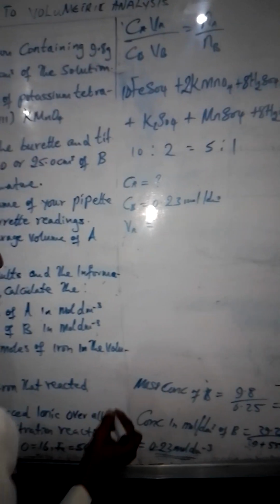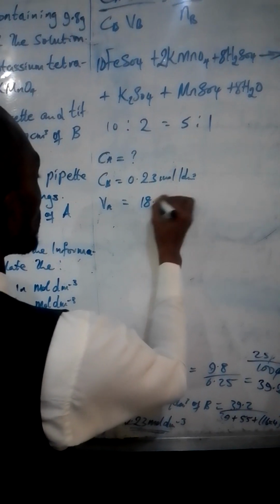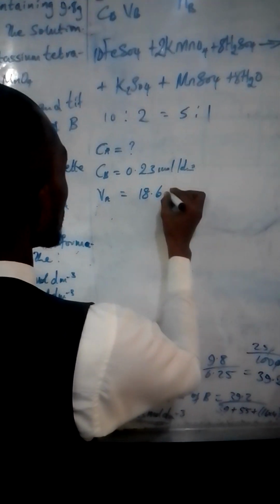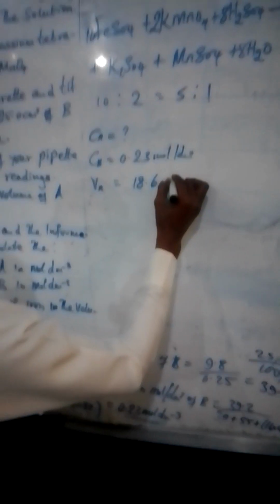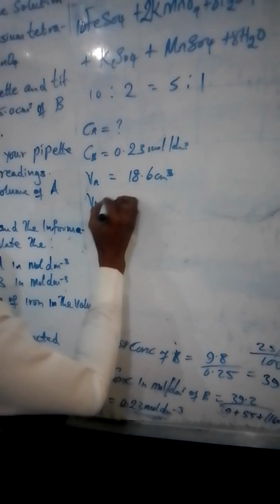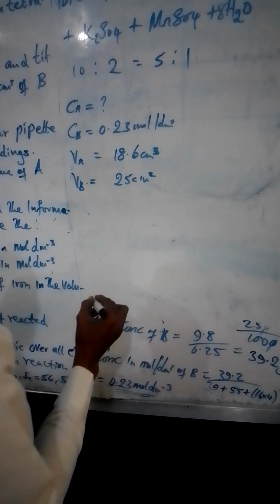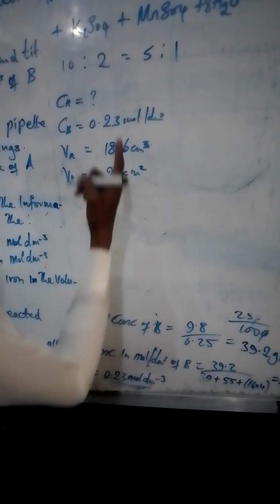Va is equal to the average titre value, which is 18.6 cm³, and Vb is the volume of the pipette, which is 25 cm³. Using the formula, we substitute our values.